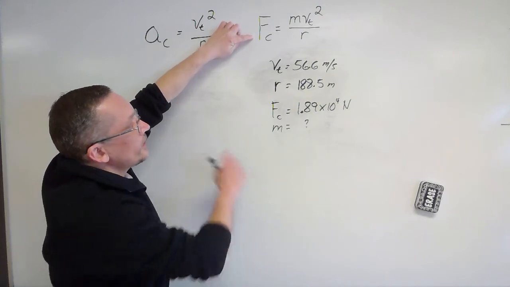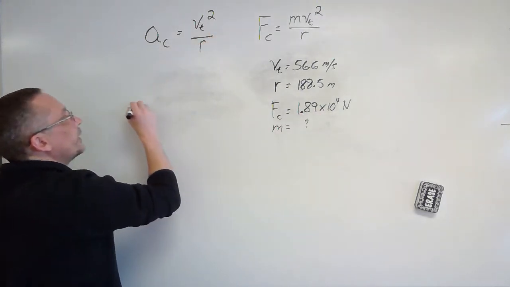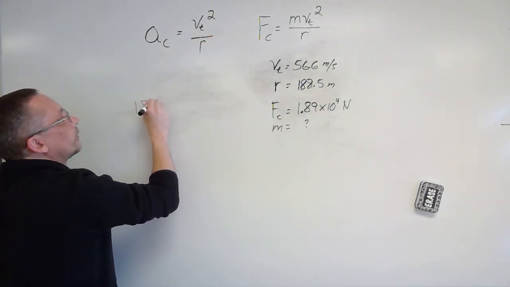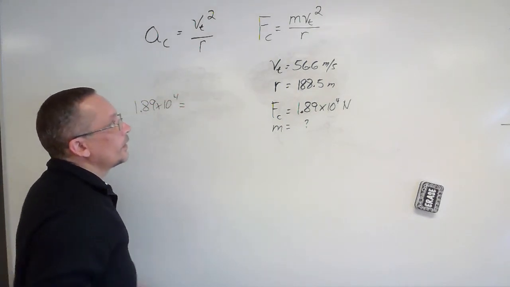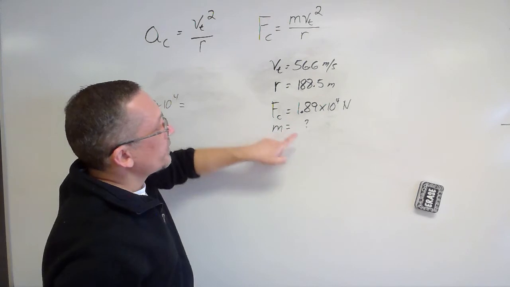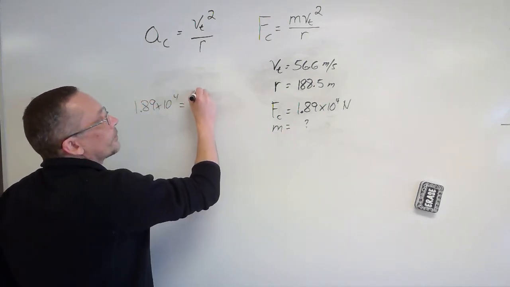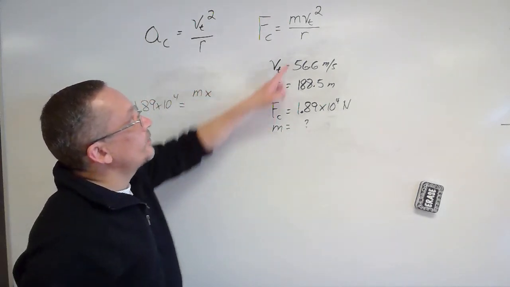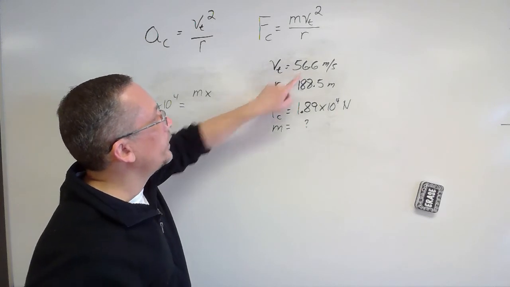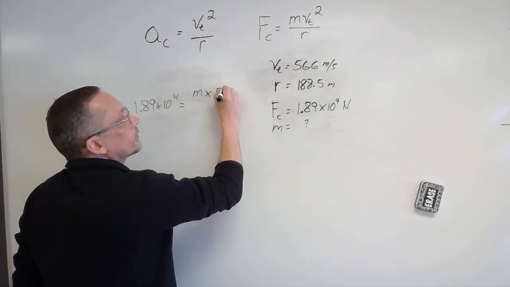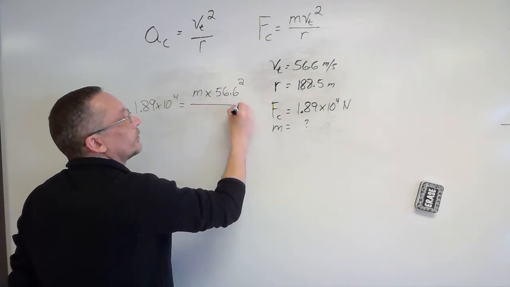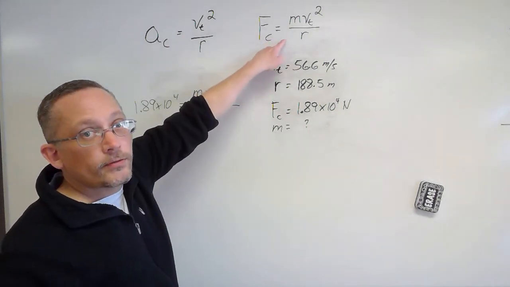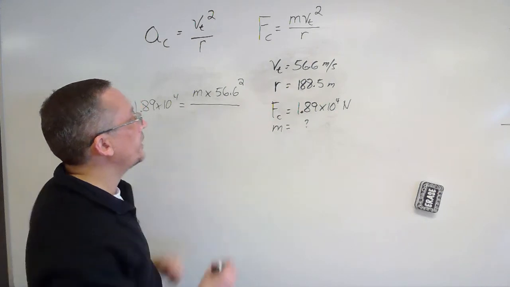So Fc is this much, 1.89 times 10 to the 4th. In the numerator up here, we have the mass, which I don't know, so I'll put m times Vt squared. So here's Vt, 56.6, and don't forget that that is squared. And in the denominator, we have the radius, which is 188.5.